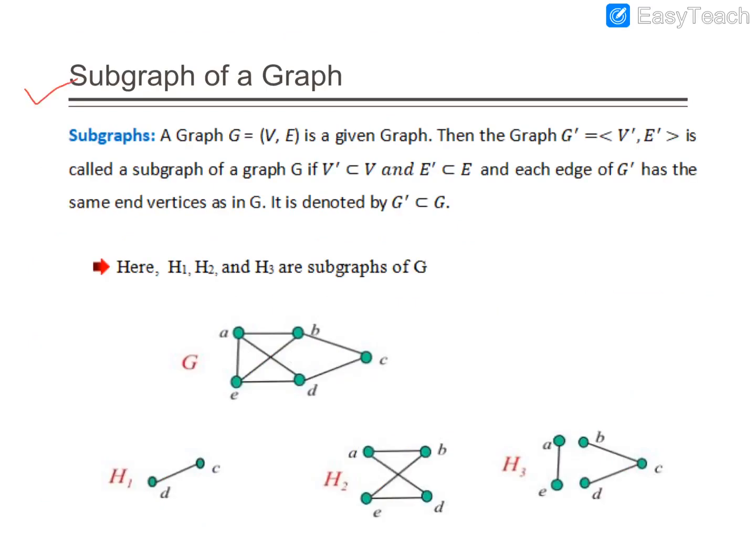Now what is a subgraph of a given graph? If G equal to (V, E) is a given graph, then the graph G dash equal to (V dash, E dash) is called a subgraph of graph G if V dash is a subset of V, E dash is a subset of E, and each edge of G dash has the same end vertices as in G. It is denoted by G dash is a subset of G. So here one graph G is given, and H1, H2 and H3 are subgraphs of the given graph G.